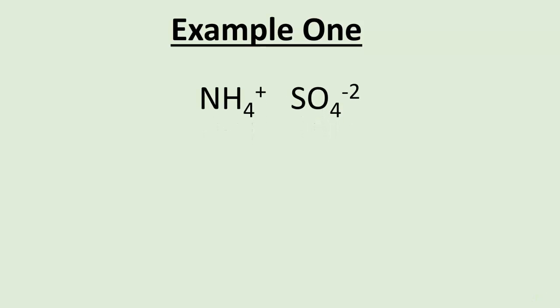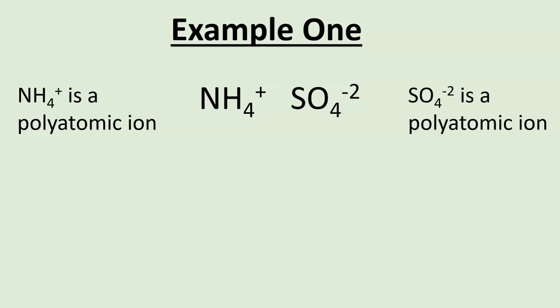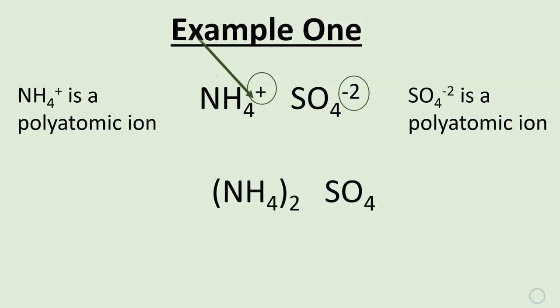The first one, I have NH4 plus and SO4 2 negative. The NH4 plus is a polyatomic ion, but so is the SO4 2 negative. They are both polyatomic ions. We have a 1 positive and a 2 negative charge on these. So what happens is I'm going to go ahead and cross them over. And we know that there's only 1 on that NH4. But if you look right here, we have an SO4 negative 2. So now there are 2 of the NH4s.